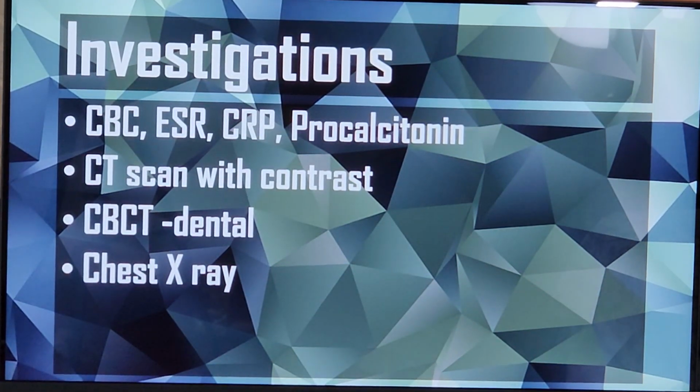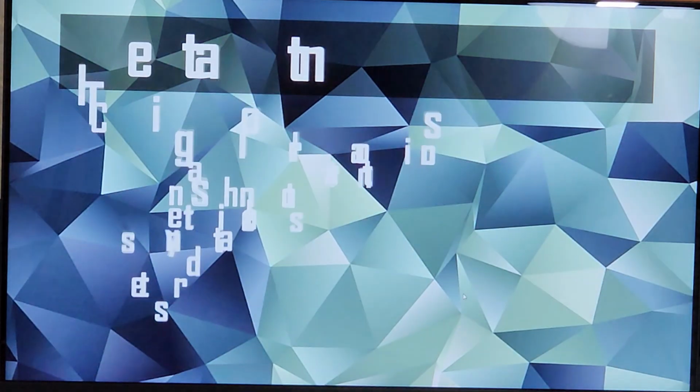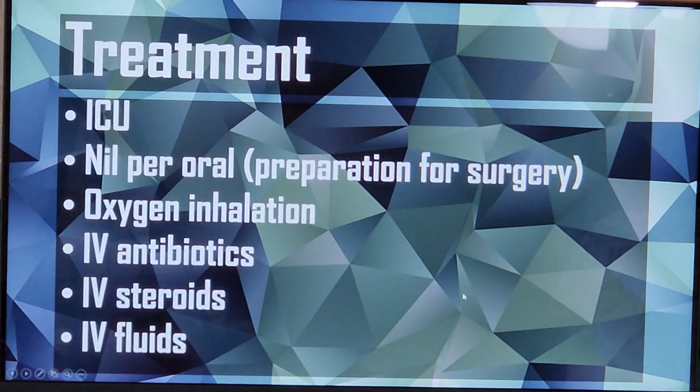Coming to investigations, the important investigations are CBC, ESR, C-reactive protein, and procalcitonin. The levels of all these will be raised. We need an urgent CT scan with contrast, and if we find that the infection is from a dental cause, we'll go ahead and do a CBCT, cone beam CT scan of the teeth. A chest X-ray is also very important.